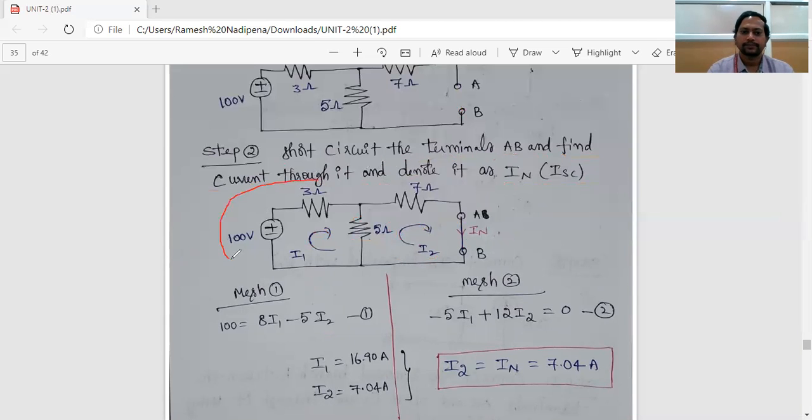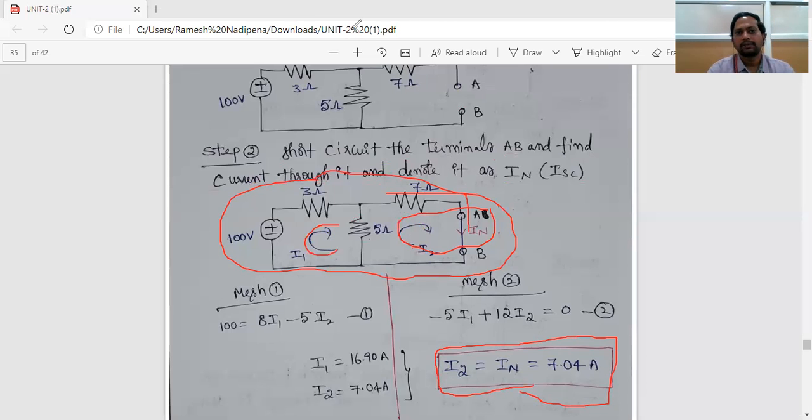Now, as per the given circuit diagram, here I1 is this one. What about I2 here? I2 equals IN. That means the relation between I2 and IN is equal. The reason is, I2 is the mesh current, the current passing through the 7 ohm resistor. Here I have to calculate the current passing through AB. That means I2 equals IN, which is your Norton's equivalent current. Very simple. So this is the procedure to calculate the IN value.